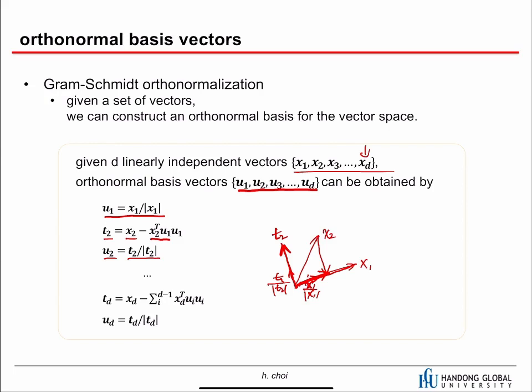In the third dimension, let me tell you one more step. Let's say we have another dimension, x3. In this case, we have to subtract the x1 component and x2 component from x3, and then normalize. That's u3, etc., etc. So td is based on xd, but we subtract all the previous components from xd, and then normalize. That's it. So as long as we have linearly independent vectors, then we can obtain orthonormal basis vectors.